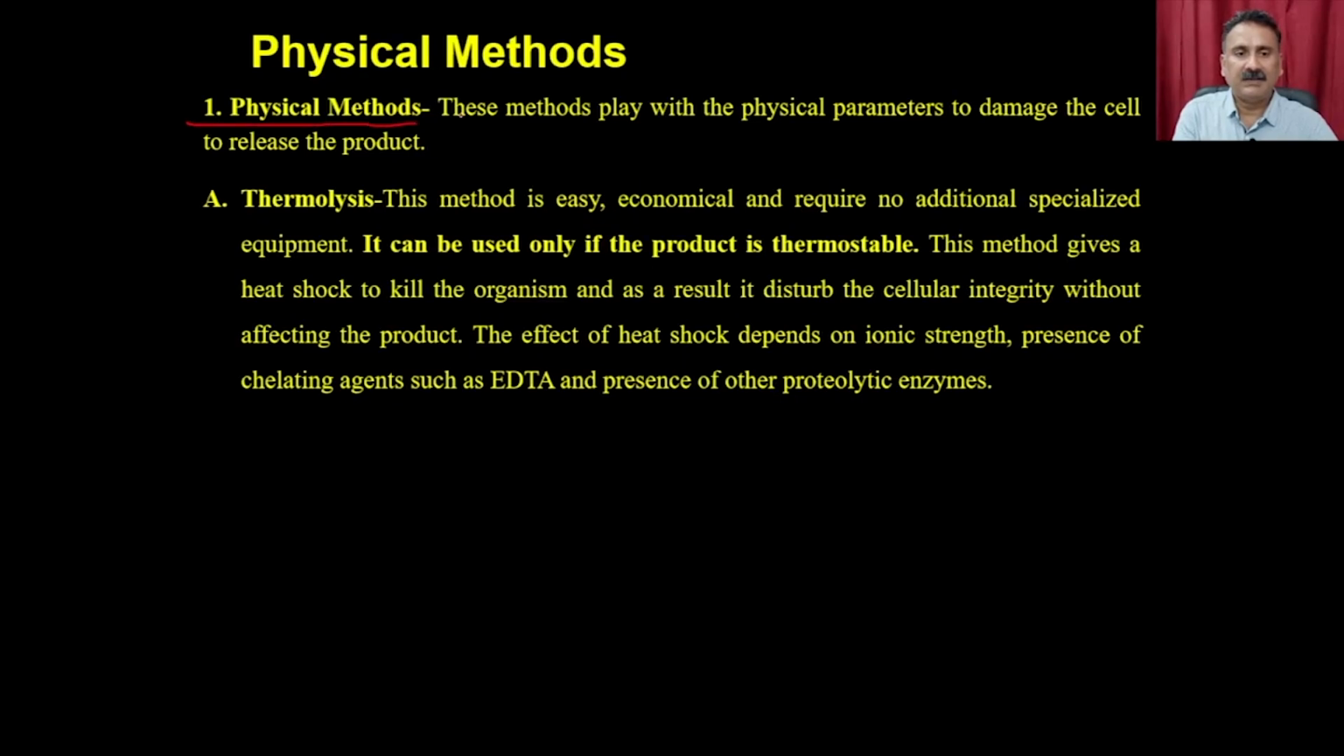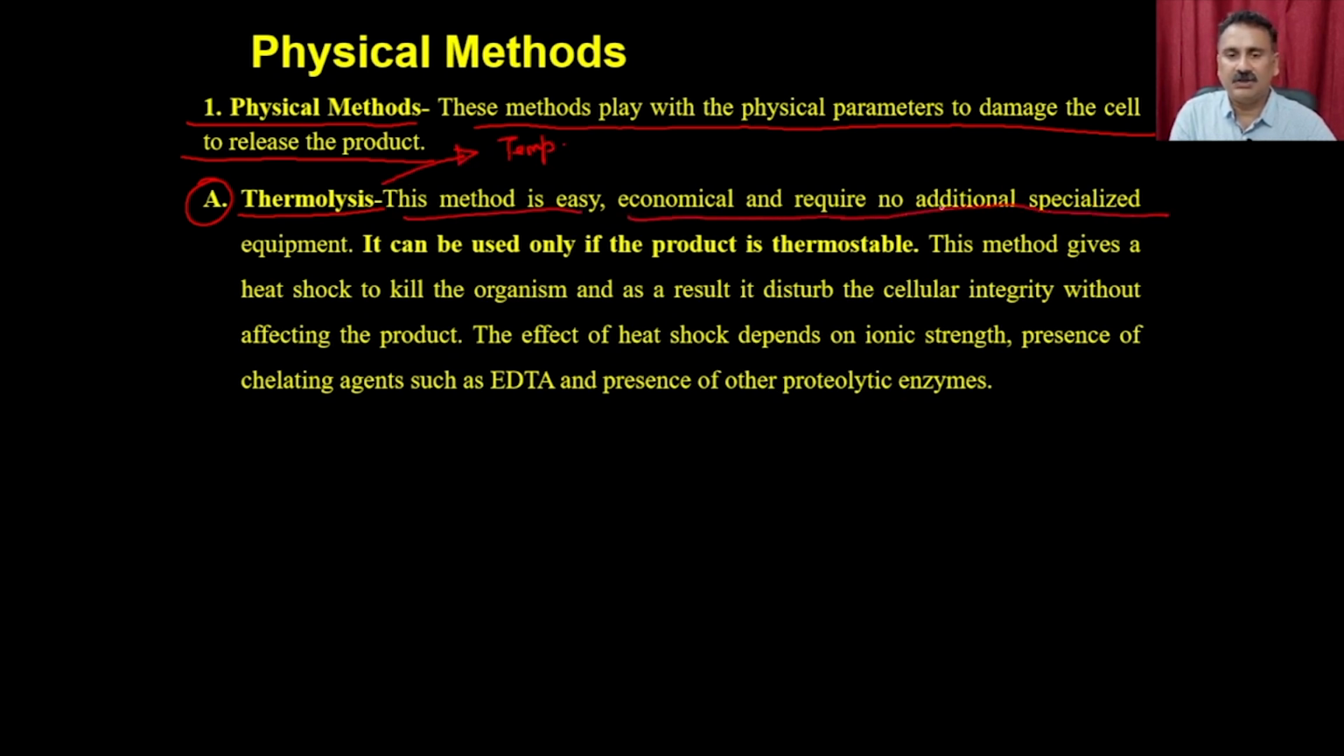Physical methods play with the physical parameters to damage the cells and release the product. The first is thermolysis. Thermolysis is a step where you use temperature. This method is easy, economical, and requires no additional specialized equipment. It can be used only if the product is thermostable, which means it is not sensitive to temperature changes.